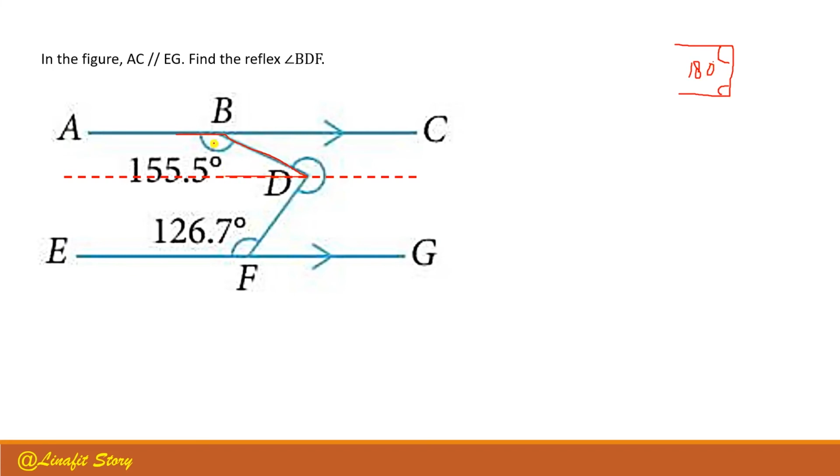This is 155.5 degrees. So this one is 180 minus 155.5, which is 24.5 degrees. And then here is another C shape. So this angle is 180 minus 126.7, which is 53.3 degrees.